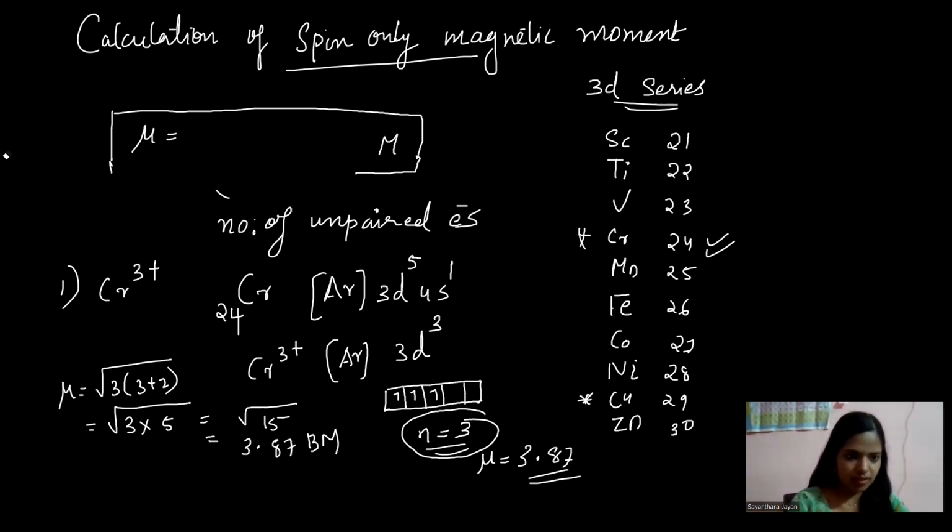Here the ion is not given to you. See, a coordination complex is given to you. Fe. Okay. Second question. FeCl6 4 minus. You have to calculate the spin only magnetic moment of this particular metal in the coordination complex.